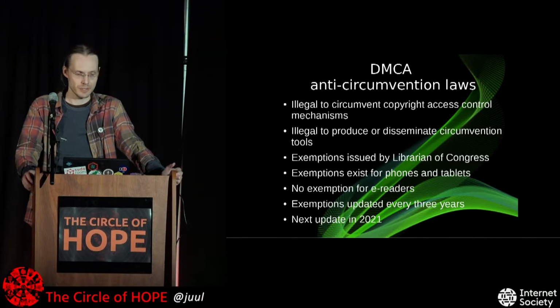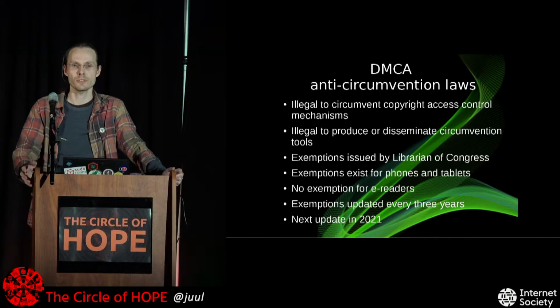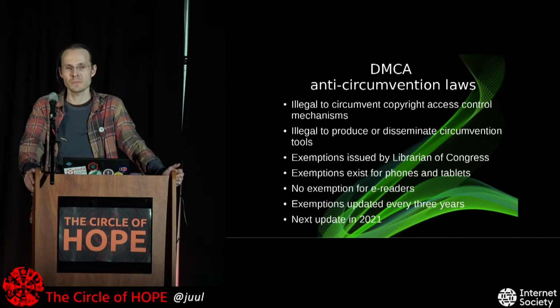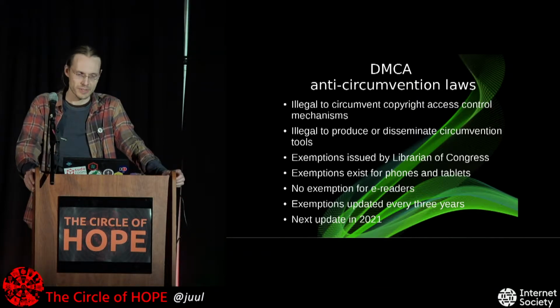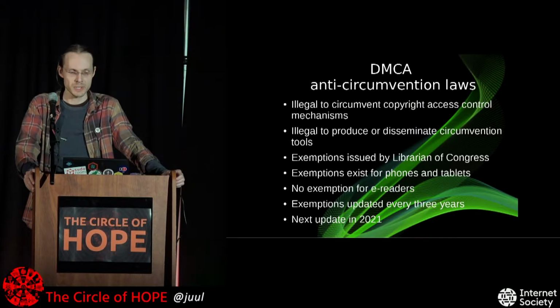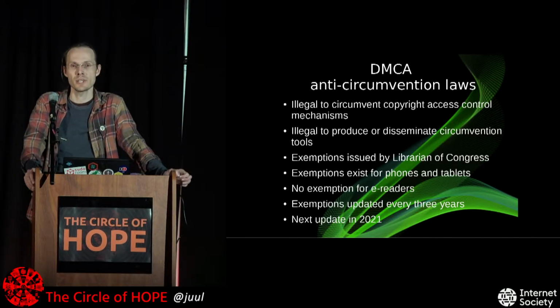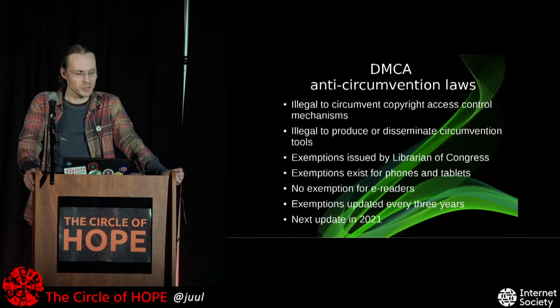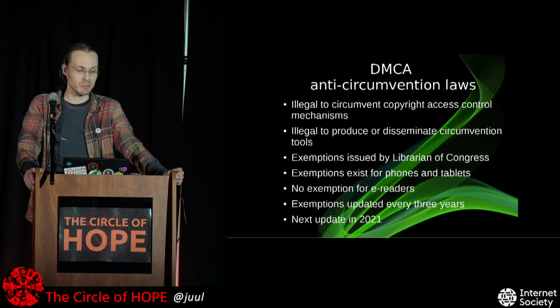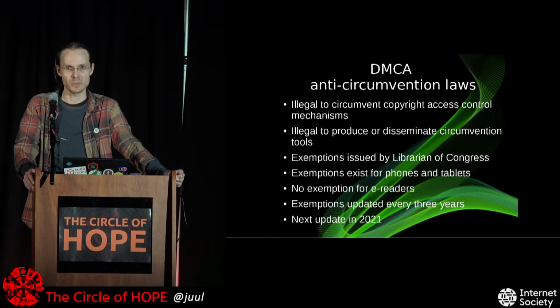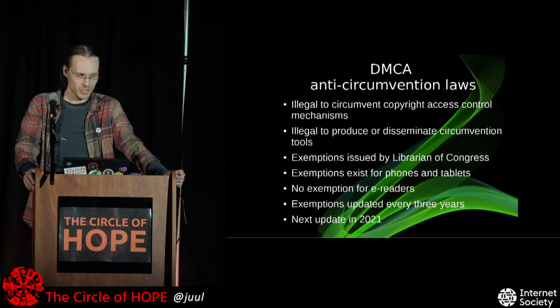There are some exemptions to these rules that have been added on. Every 3 years, the Librarian of Congress signs off on a new set of exemptions, and hopefully the existing exemptions from the last 3 years or many years, they can revoke exemptions as well. We have exemptions right now for phones and tablets. E-readers definitely do not count as phones and tablets. So you can jailbreak your phone and your tablet, but not your e-reader. That's apparently because they don't see e-readers as general purpose computing devices, which, I guess maybe they're not, but that's what we're trying to do here.